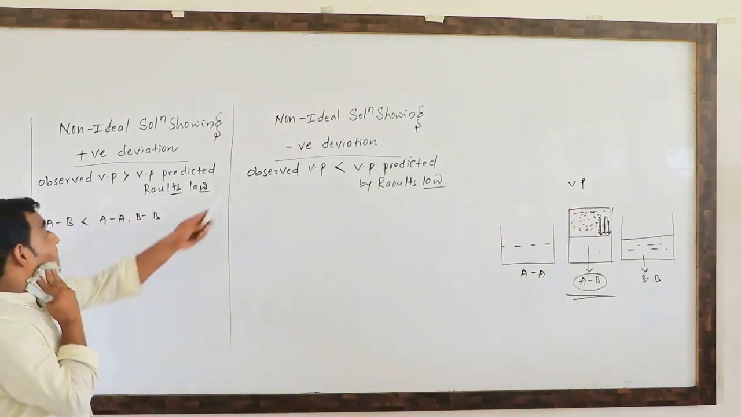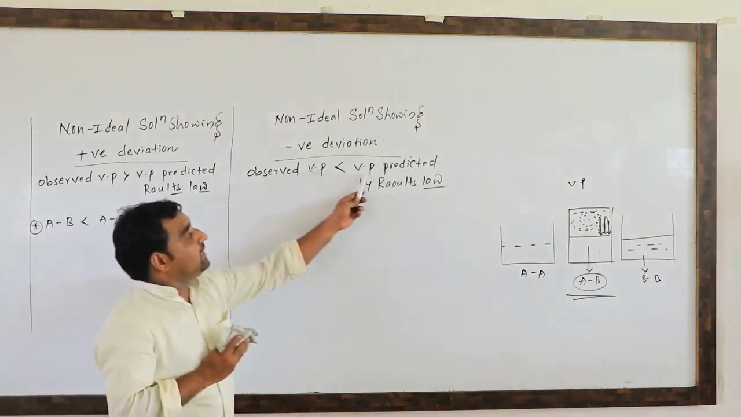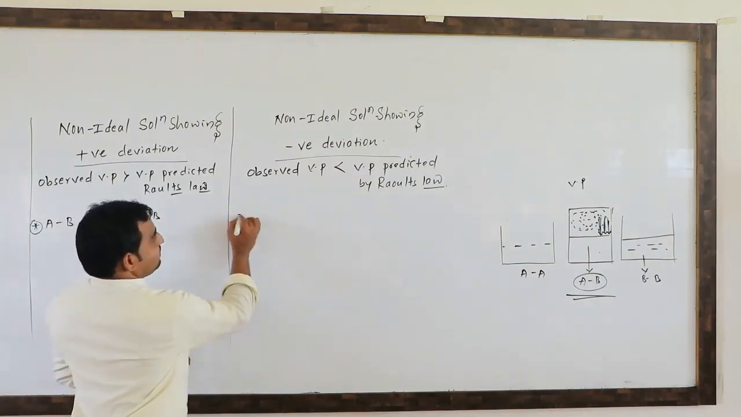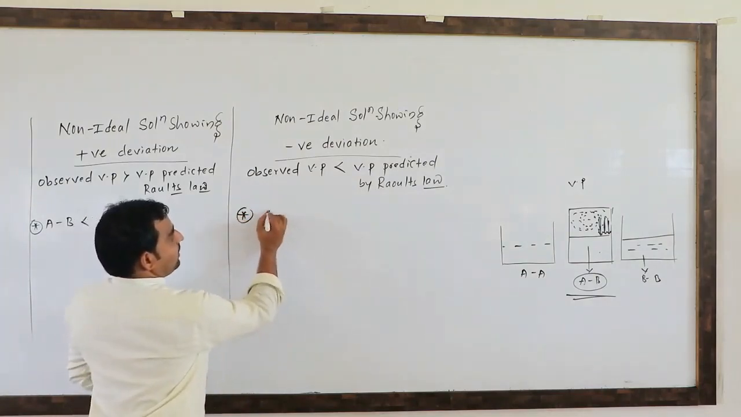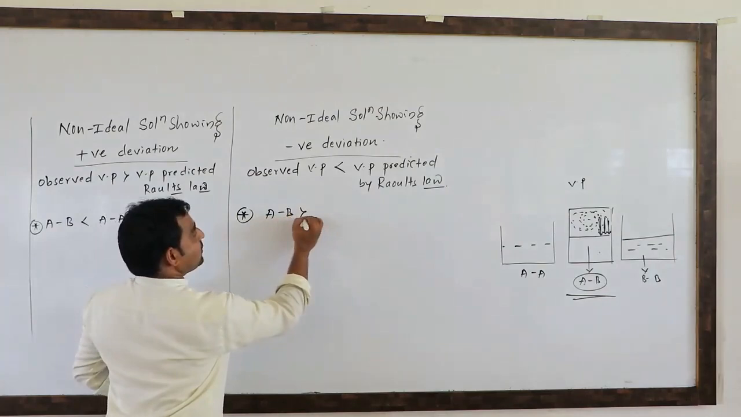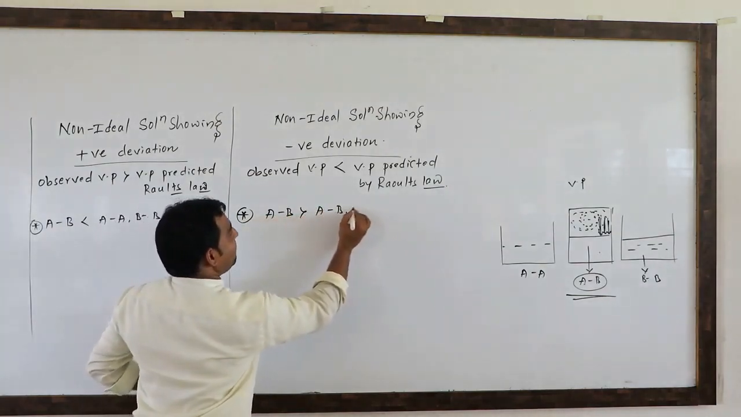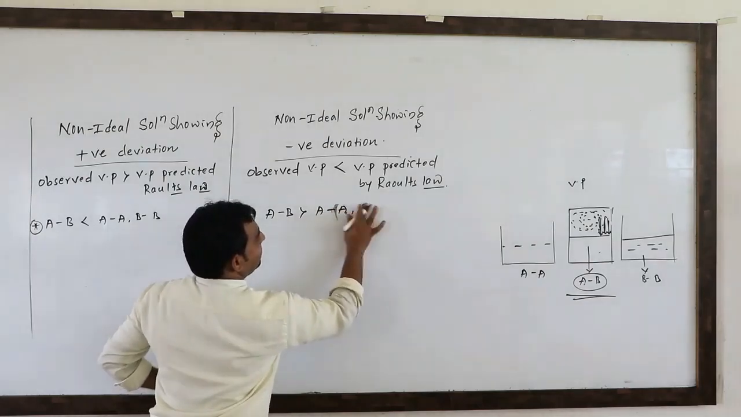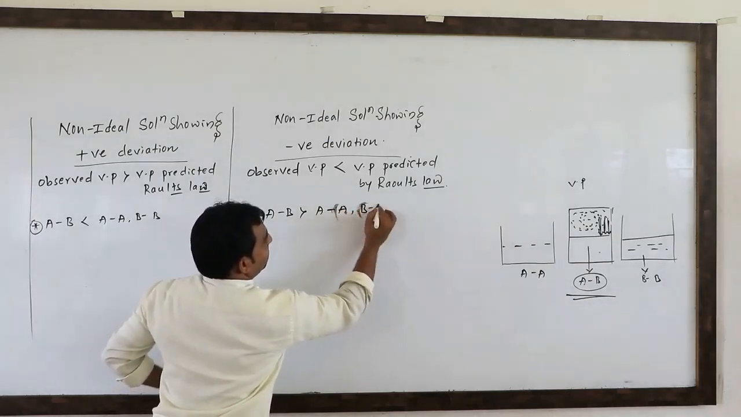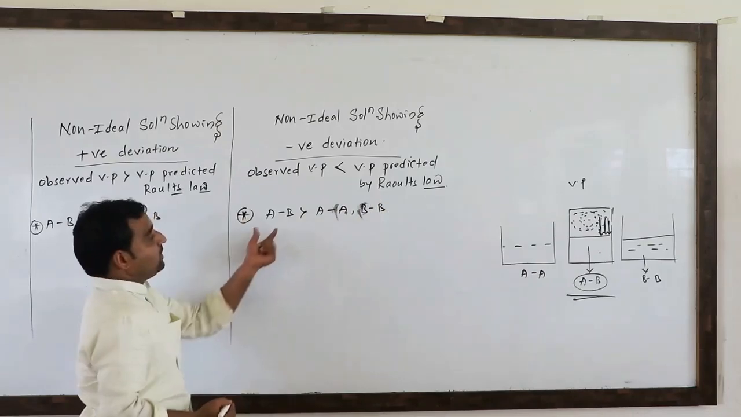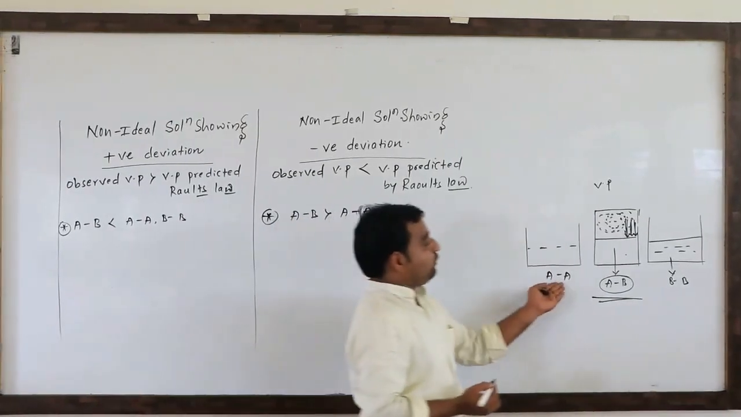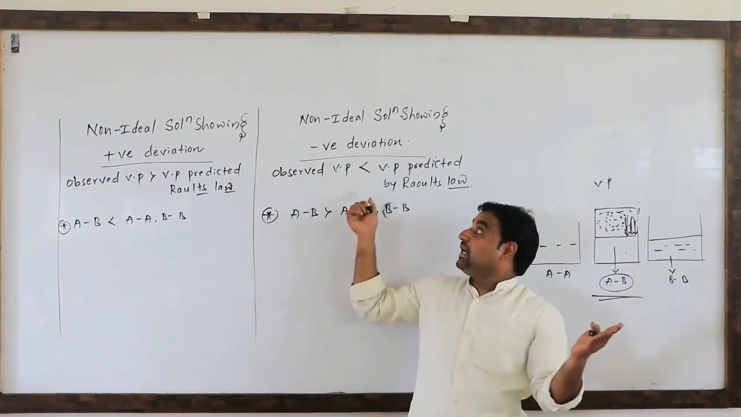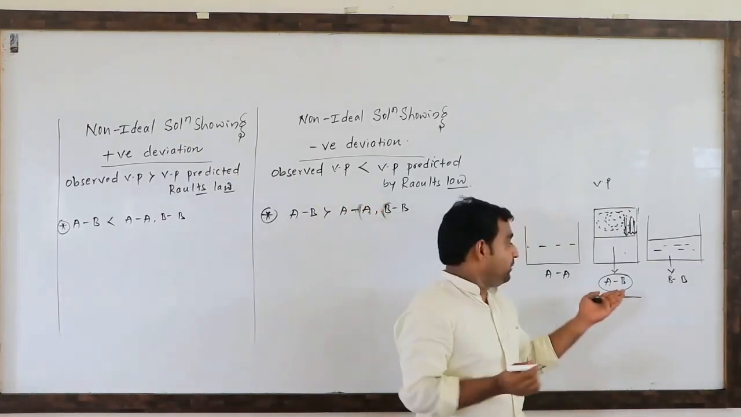And in case of this one, the observed vapor pressure is less than the vapor pressure predicted by Raoult's law. Here the AB interactions are stronger than AA and BB. So when we add the two liquids, the solution is formed. In such cases, the non-ideal solution shows a negative deviation.